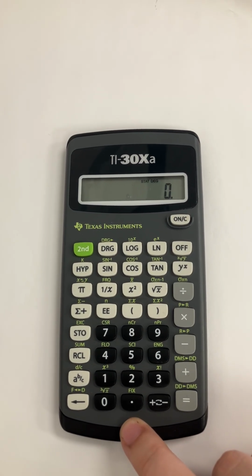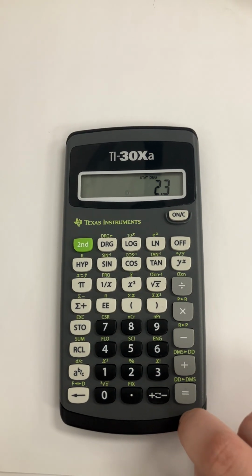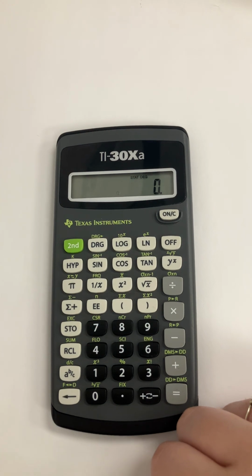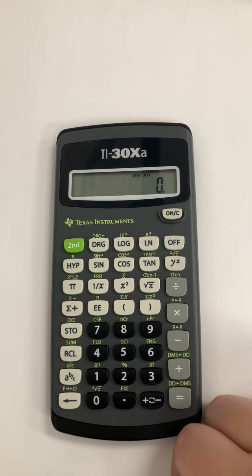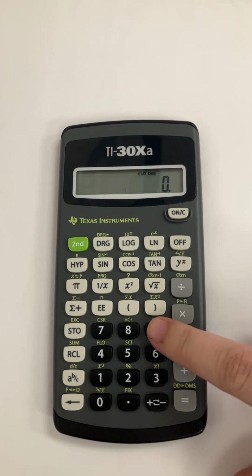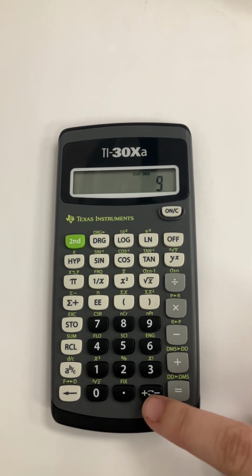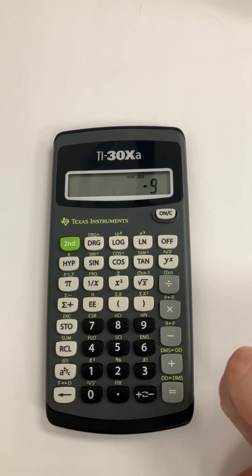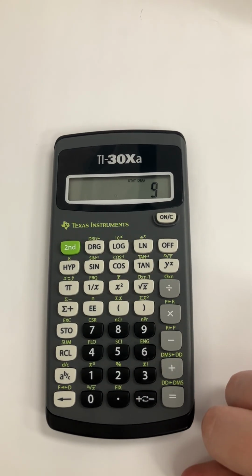So if I were typing 2.3, I would hit 2, decimal, 3. And this is how you would type a decimal into your calculator. If I'm typing a negative number, like -9, I would first hit 9, and then I would hit this button down here. See the positive to negative arrows? We're gonna hit that, and it's gonna change it to negative. If I hit it on accident, I can hit it again, and change this back to positive, okay?